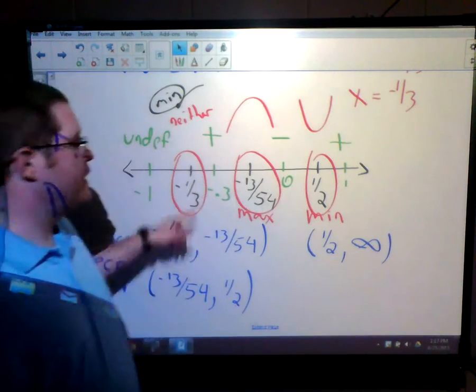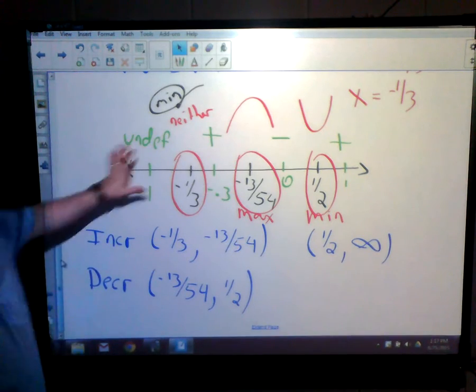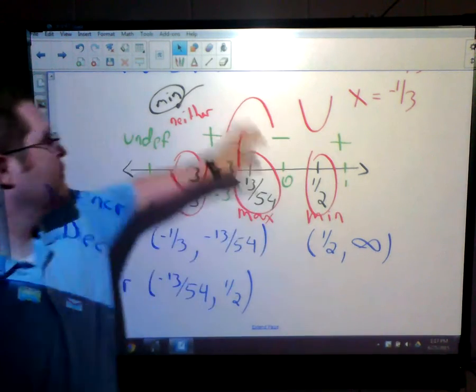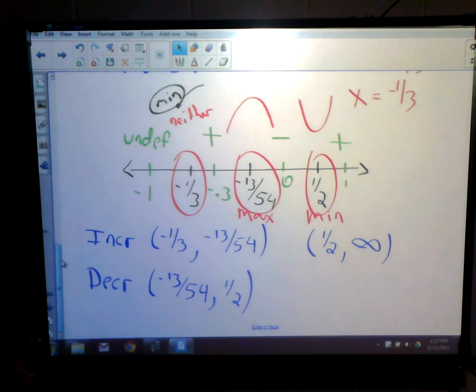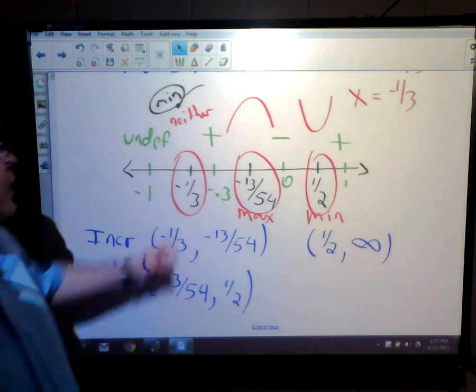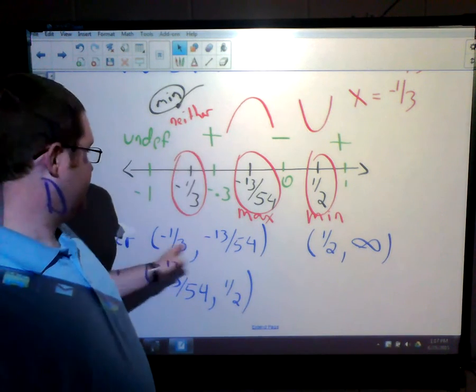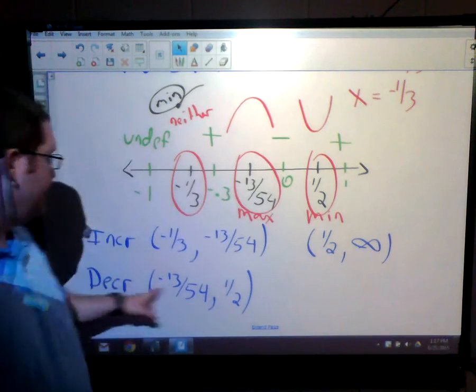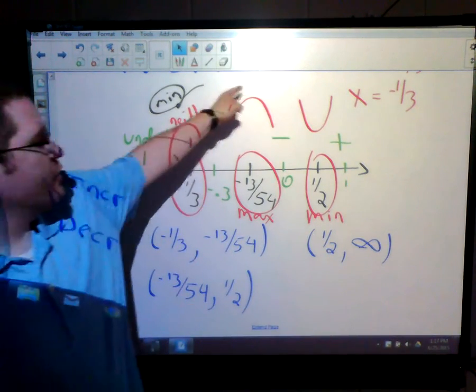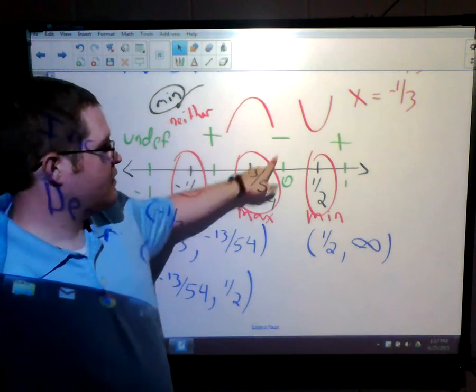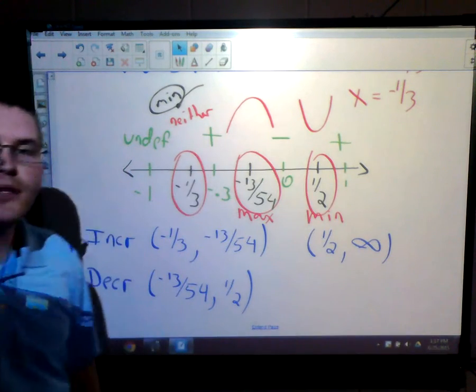Split your number line up based on your critical points. Pick numbers in each interval, plug them into the derivative. I don't care about the answer, I just care about the sign. Positive derivative means increasing. Negative derivative means decreasing. Increasing to decreasing means that point's a max. Decreasing to increasing means that point's a min.